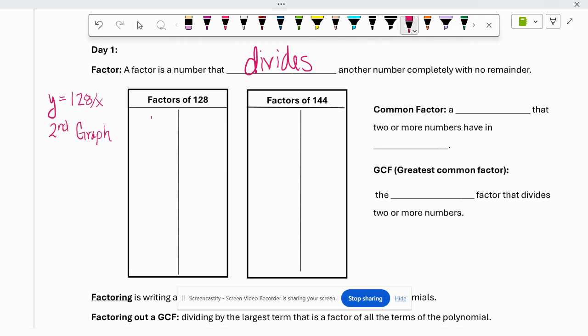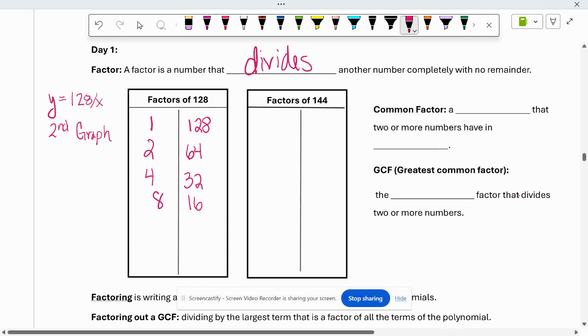I'll start you off. 1 and 128. This is calculator active. Pick up your calculator. Let's list out some factors. What else? Yeah, 2 and 64. Good job. 4 and 32. 8 and 16. Your next one with whole numbers is 16 and 8, right? It starts repeating itself.